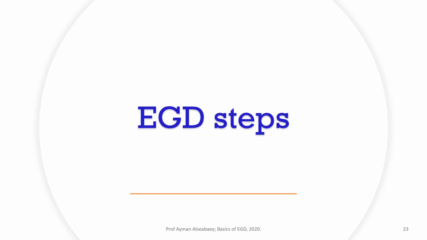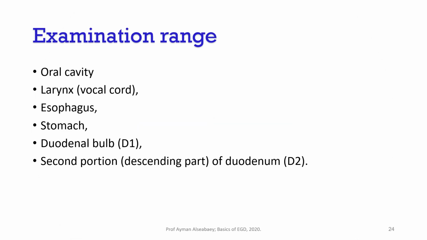How to do endoscopy? I want you to know that endoscopy is not only examination of the esophagus, stomach, and duodenum, but also examination of the oral cavity and the hypopharynx, because a lot of endoscopists neglect this point. You should examine the oral cavity and you should examine the larynx. A lot of cases came with upper GI bleeding and they were hypopharyngeal cancer, but the endoscopist entered the esophagus blindly, so he did not notice the tumor.